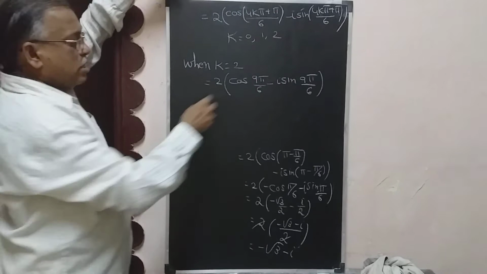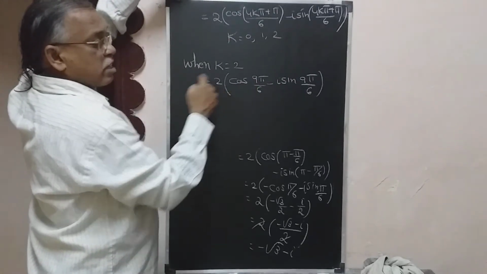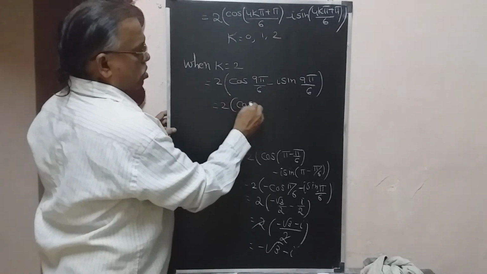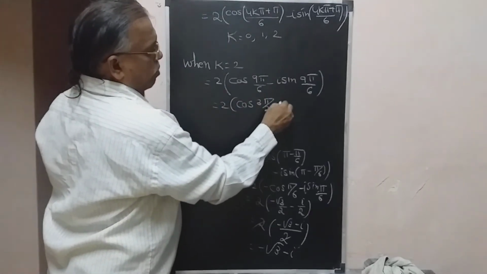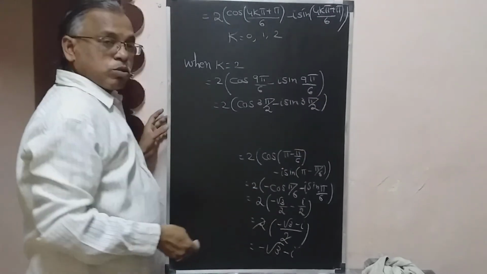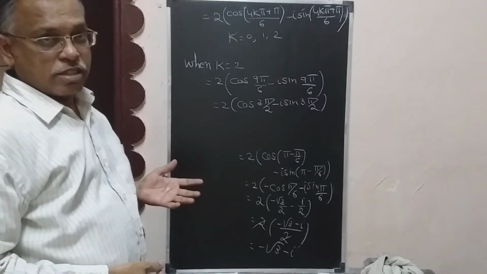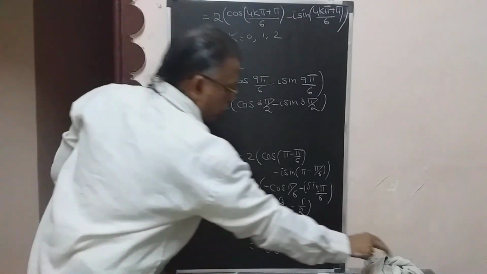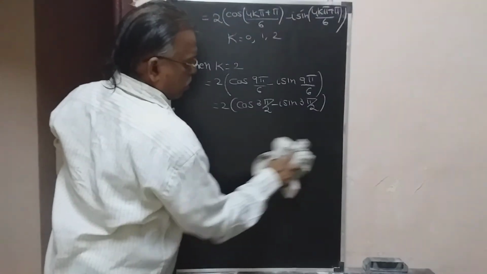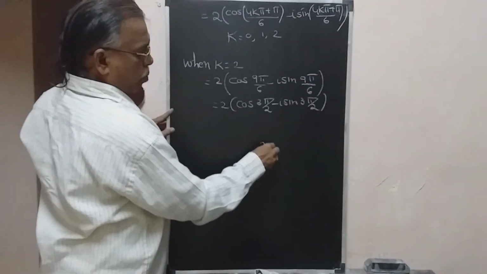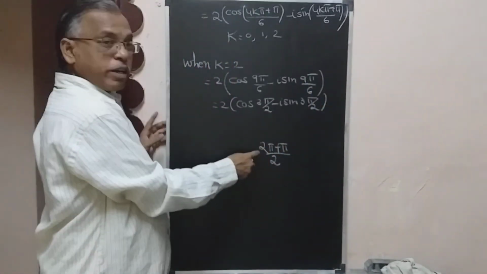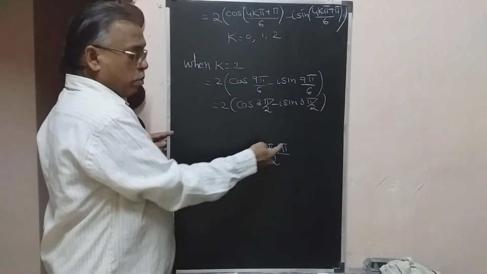Okay, so 9 pi by 6 means 3 table you can cancel, no? 3 pi by 2. So 2 into cos 3 pi by 2 minus I sin 3 pi by 2. So 3 pi by 2 means 270 degrees. Okay, how will you write that one? Pi plus pi by 2. Because I can write 3 pi as 2 pi plus pi by 2. So if you split, what will come? 2 pi by 2 pi plus pi by 2.